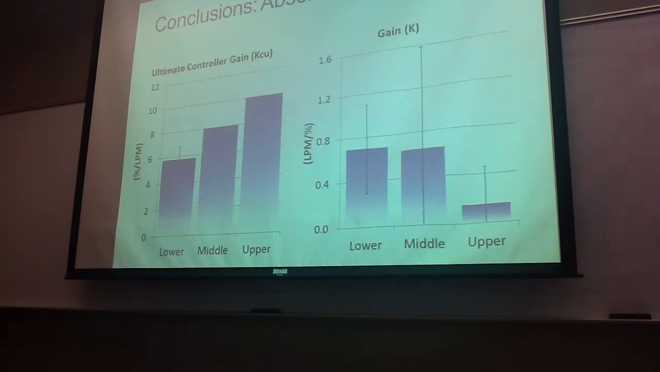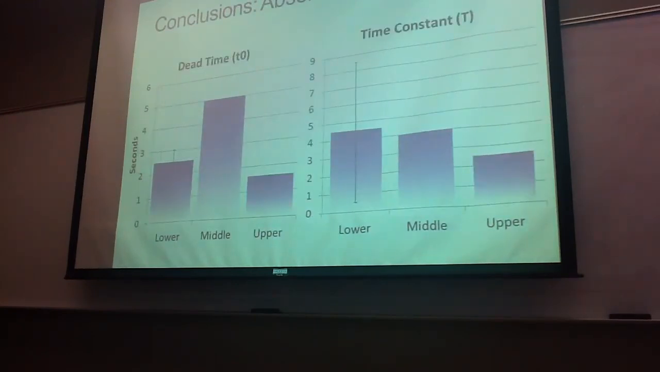That's interesting. And we get a similar kind of thing with the dead time and the time constant. As dead time goes down, so does the time constant apparently, except for that anomaly there on the left. I can't explain that. That just seems to be what our system does.